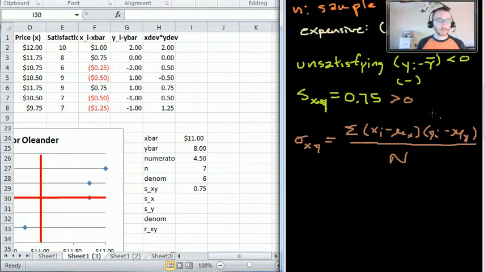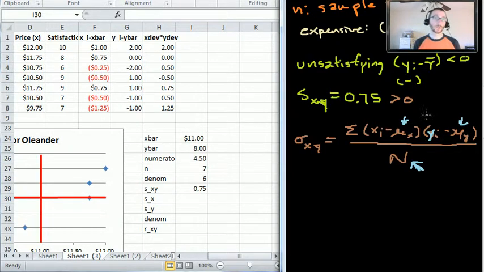And you can see that they're pretty similar, right? Sigma xy is the true population covariance. Mu is the true population mean for x and y, and then N is the true population size. We don't have to make the sample adjustment by subtracting 1 here.